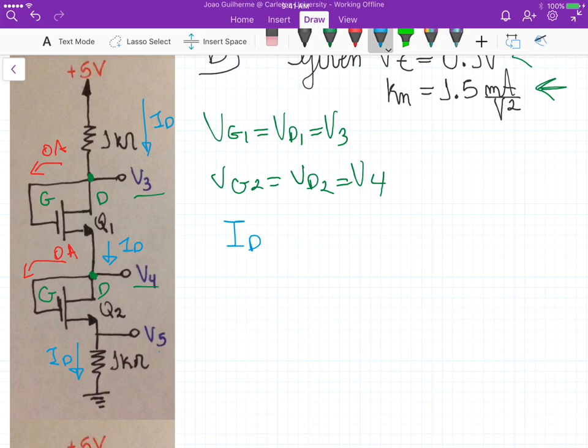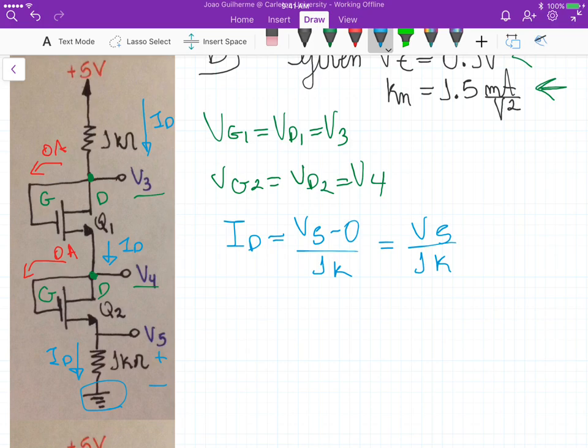Now if we look at this particular branch here, we can define the drain current here, or the source, right? But it's just the same current, using Ohm's law. And that equals V5 minus 0, because it's grounded here, divided by 1K. So this gives us V5 divided by 1K. Okay, that's the equation for ID based on the analysis of this branch here at the bottom.